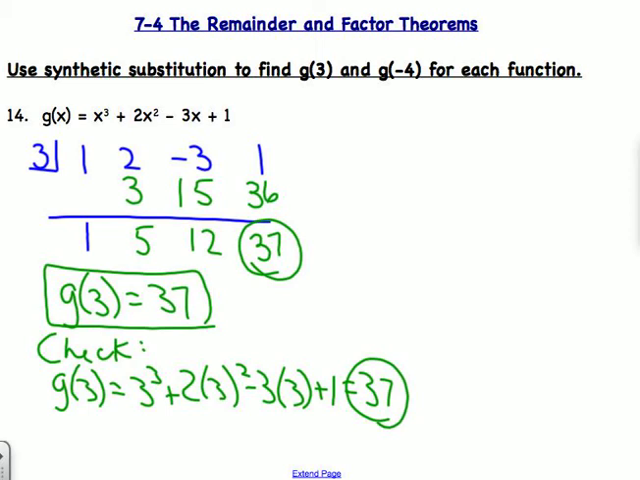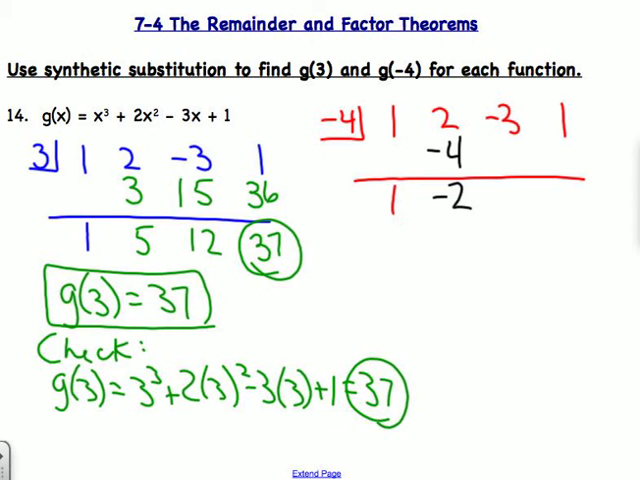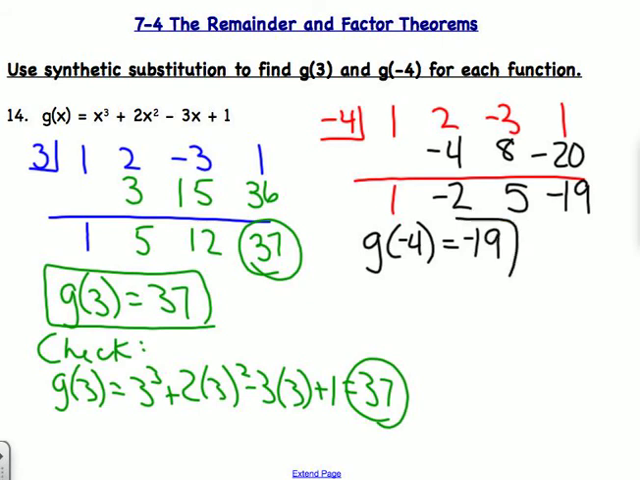When you have g of negative 4, you are to put negative 4 in the box and use the leading coefficients 1, 2, negative 3, and 1. Skip a line, draw a line, bring down the 1. Negative 4 times 1 is negative 4. Add, you get negative 2. Negative 4 times negative 2 is 8, and you get 5. 5 times negative 4 is negative 20, and add, and you get negative 19, which means g of negative 4 is equal to negative 19. Again, if you want to check your answer, you can plug negative 4 into the polynomial.